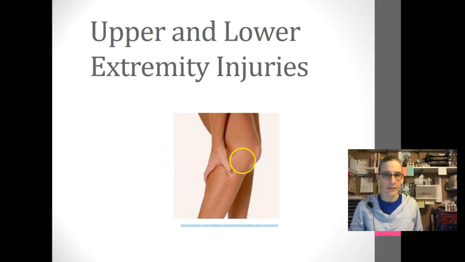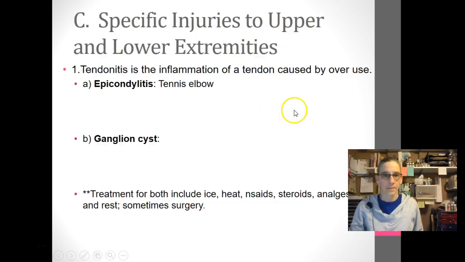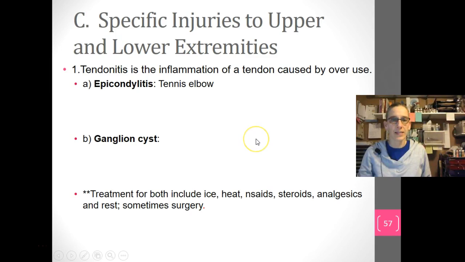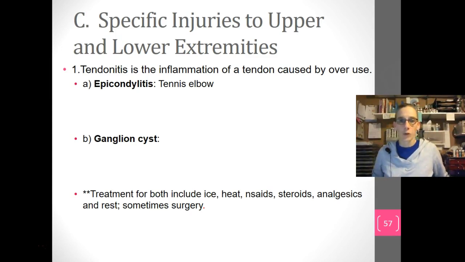All right, I'm going to try to pick up where we left off with upper and lower extremity injuries. So we have specific injuries to the upper and lower extremities. Tendinitis is the inflammation of a tendon caused by overuse. Hopefully you'll stop and pause the video here and fill in the blank for these definitions, and then let me try to explain them to you a little bit better.